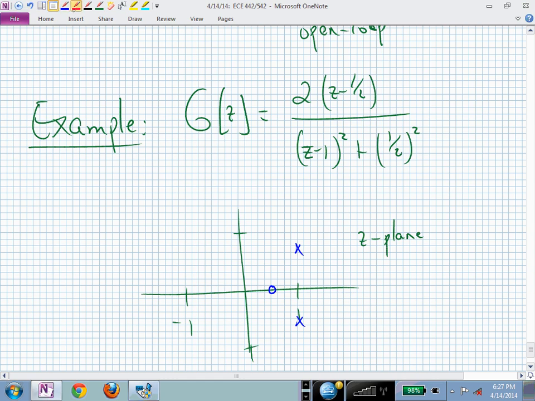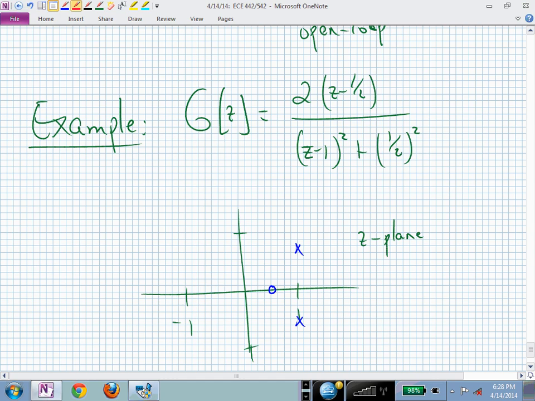Now, what's the next step? What's your pole zero excess? 1. So do you have an asymptote? Do you have an infinite zero? Your pole zero excess is 1. You have an infinite zero of 1. You have an asymptote at 180 divided by 1. So you have an asymptote going off to minus infinity. It doesn't matter where the centroid is. It's going off at minus infinity.